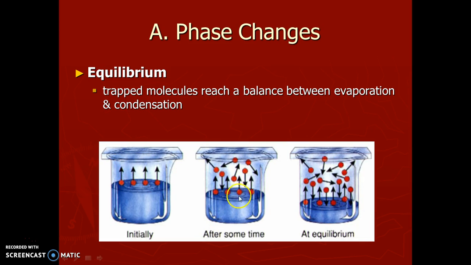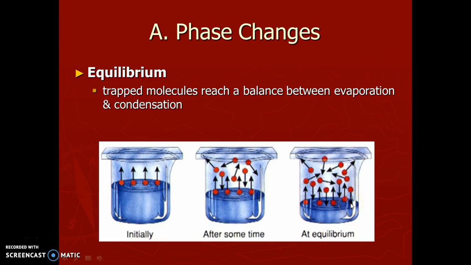Eventually, the water level goes down because some of the water molecules have evaporated. But we're going to reach a point where the number of water molecules evaporating match the number of water molecules that are condensing. Because if we have all water vapor up here or more water vapor, they're going to say, hey, let's condense and become a liquid again. So they're going to reach an equilibrium where we have as many water molecules evaporating as we do condensing.